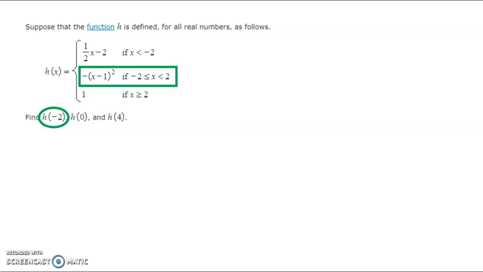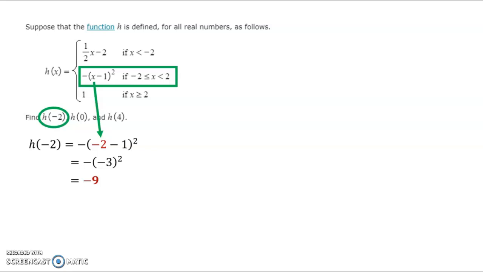So we're going to use that definition for h of x and plug in our value for -2. From there, we're just simplifying that expression, so we combine the -2 and the -1 to get a -3. A -3 squared is a +9, so our answer is a -9.